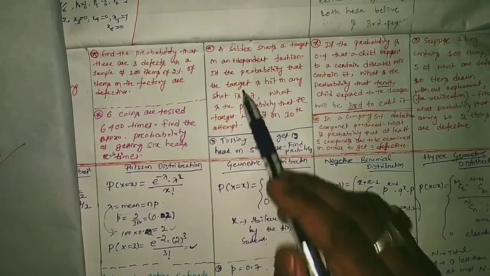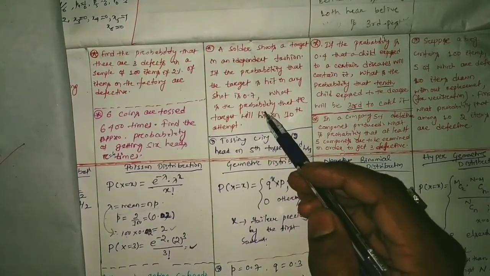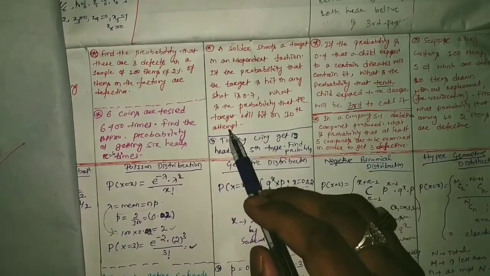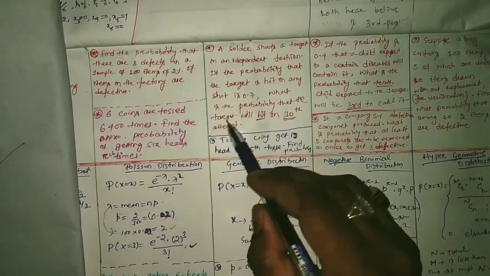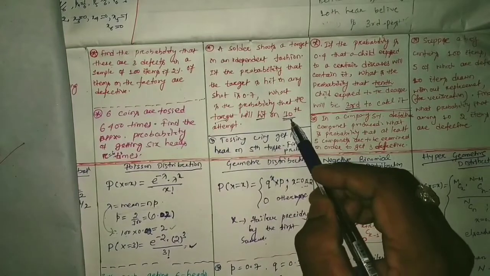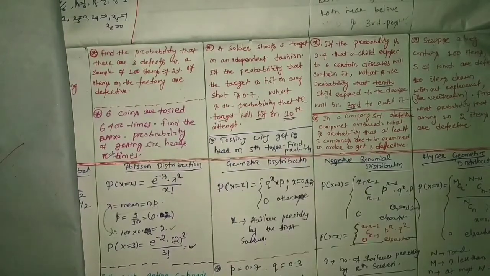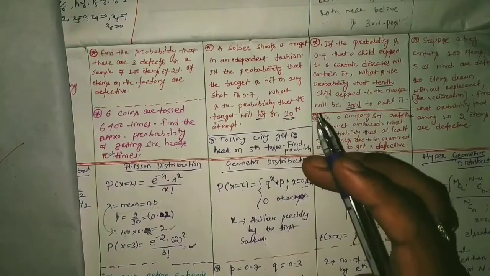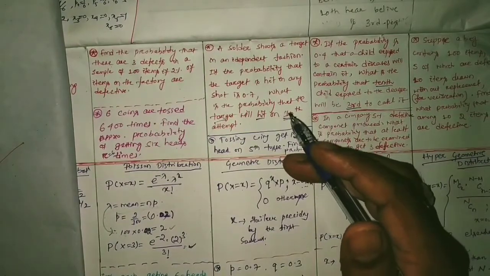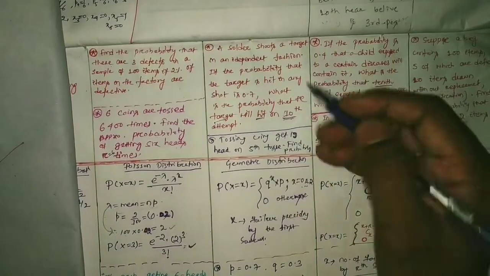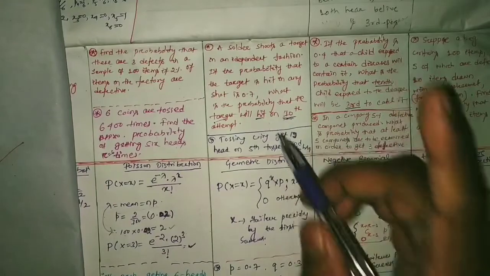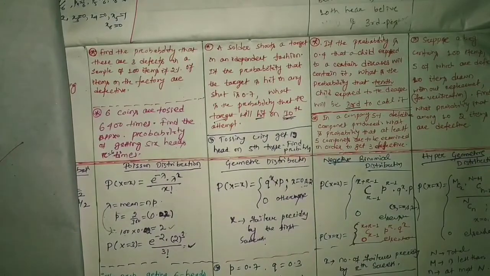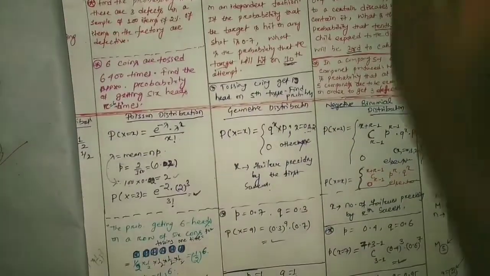So for this question, my first success is the 10th one. The 10th attempt hits the target. The 10th attempt is my first success. Before that, how many times have I failed? I have failed 9 times, right? So 9 times I have failed, then the 10th one is my success. Which one is my first success? Okay, so we have to solve this by using this PMF.